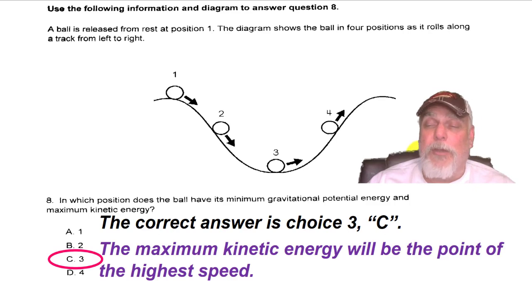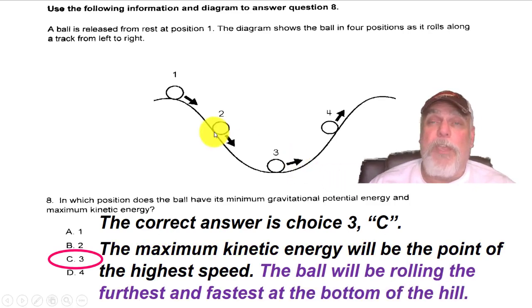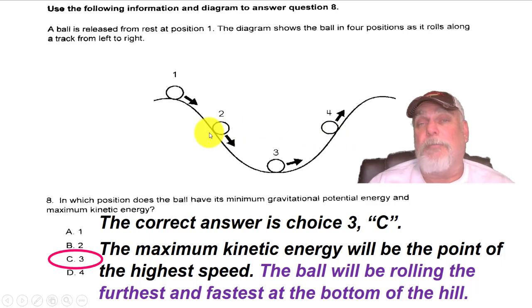The maximum kinetic energy will be the point at its highest speed, and that ball will be at its highest speed at the lowest point, as it's fallen the furthest, and that ball is going the fastest. It's also going to be at its minimum gravitational potential energy because now it's at its lowest point. This is its maximum gravitational potential energy. This is its minimum gravitational potential energy. Here and here, it's going to be about halfway in between, half potential, half kinetic.